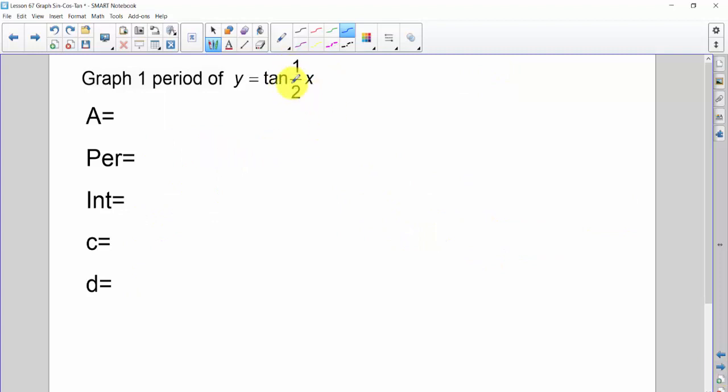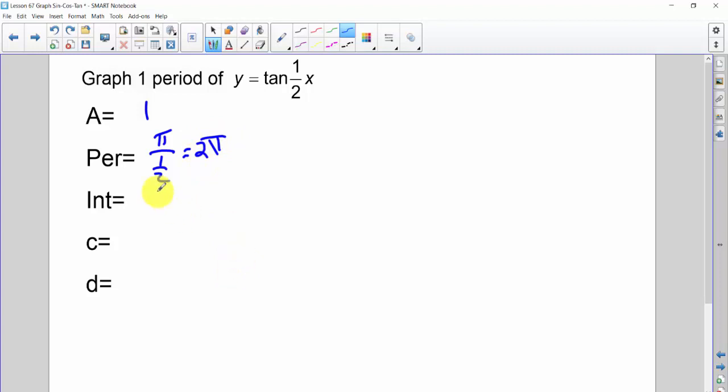This is tangent of a half x. Notice we have a k value of a half. So this again is an x multiplier. We're basically dividing everything by a half, or multiplying by 2. I know my a value is 1. Period, since it's tangent, is pi over k. K is a half. So we've got basically 2 pi for my period.